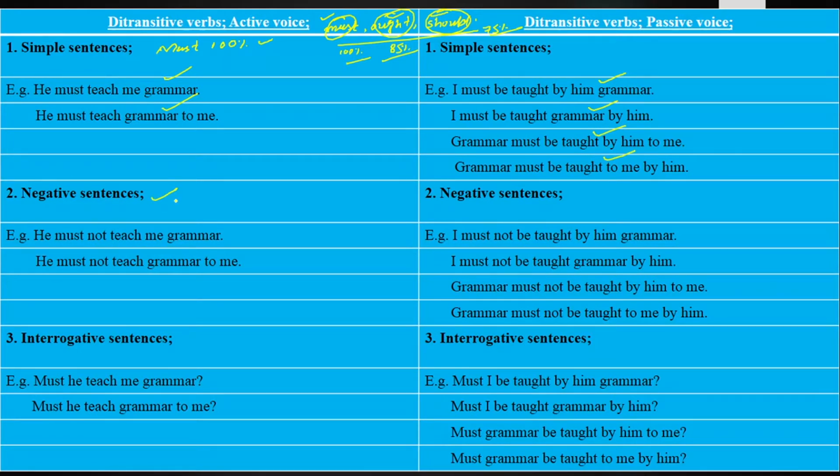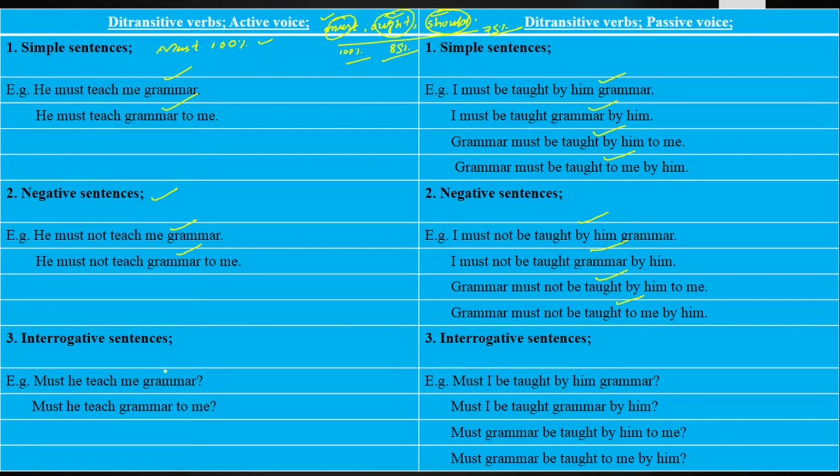Negative sentences of modal auxiliary verb must, which is used for denying this statement. He must not teach me grammar. He must not teach grammar to me. I must not be taught by him grammar. I must not be taught grammar by him. Grammar must not be taught by him to me. Grammar must not be taught to me by him.